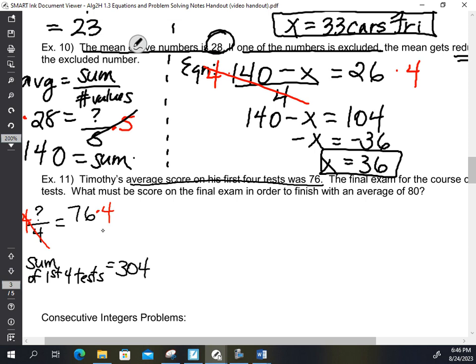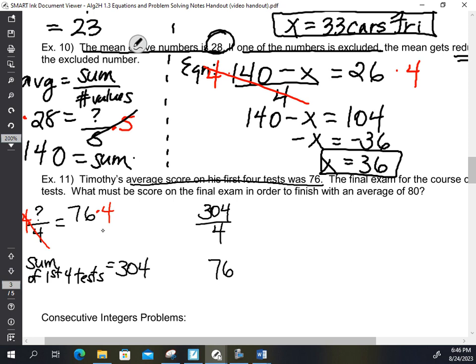Now, do we know what he got on each individual test? No. And honestly, we don't need to know. For all we know, he could have gotten 100, 100, 100, and a 4%. But we don't care. We know that the first 4 tests added up to be 304. So 304 divided by, in this case, 4, we're at 76.